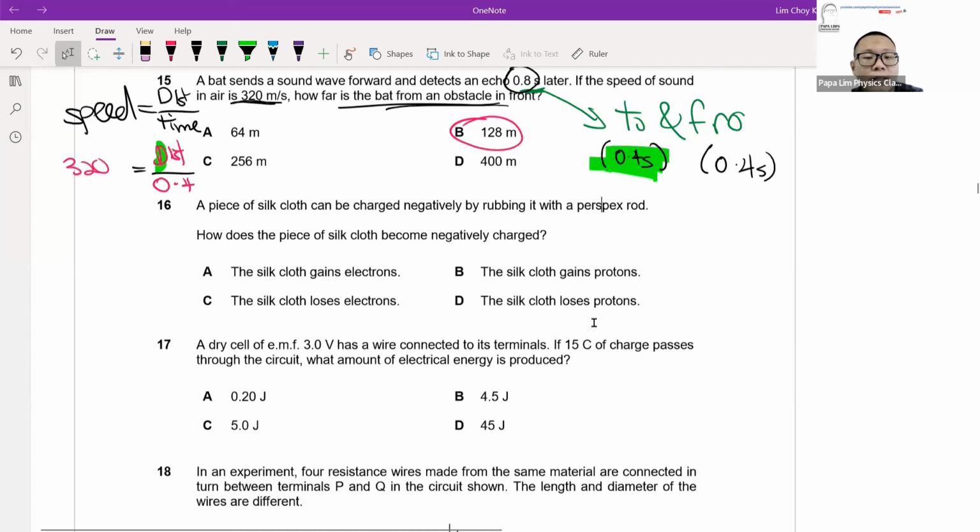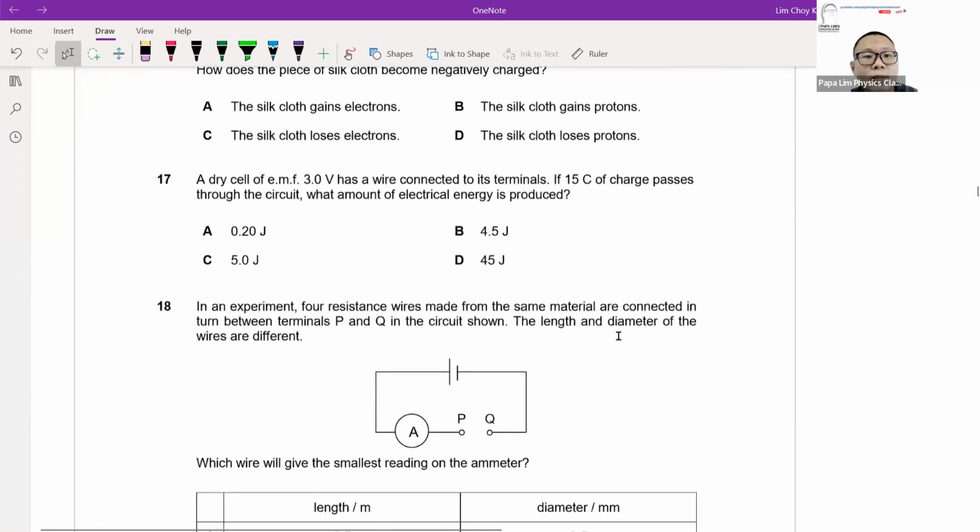16 is electrostatics. I would say it's quite straightforward, where I gain charge, I lose electrons, I gain electrons. The more I lose electrons, I will be positive charge. I gain electrons, I will be negative charge. So I will not dwell too much on question 16.